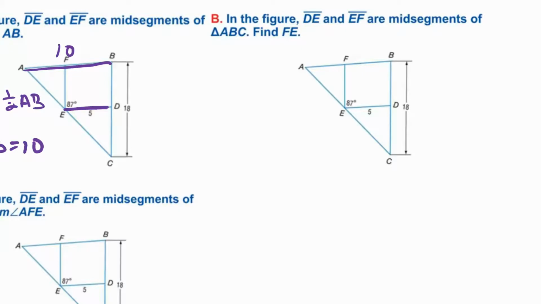In the next problem, we want to find FE. We want to find this length here. Well, it's a midsegment. This length here is 18, so FE is half of BC, so FE would be 9.